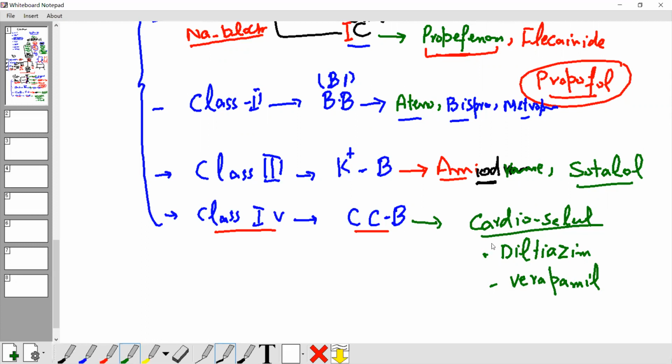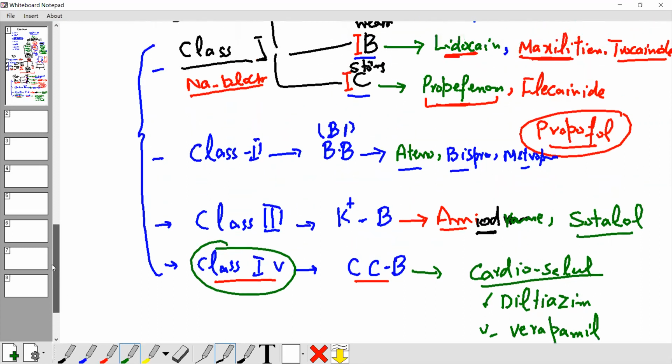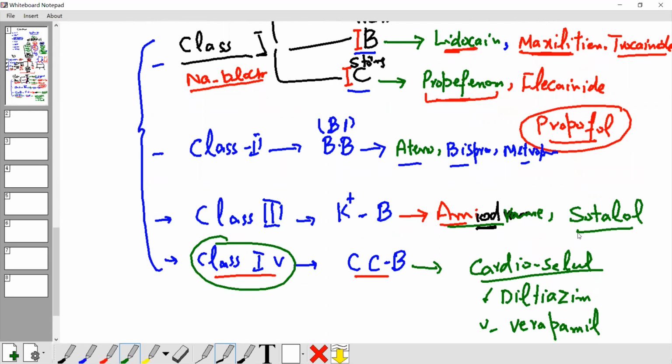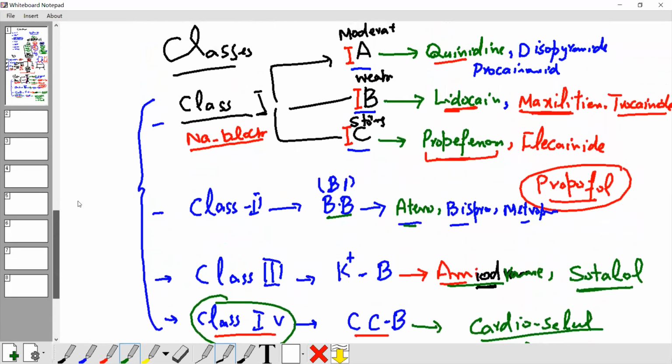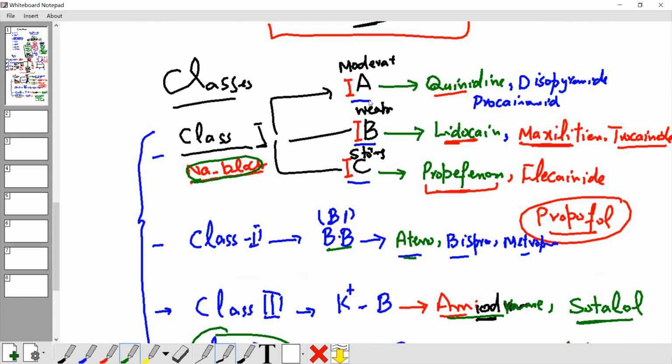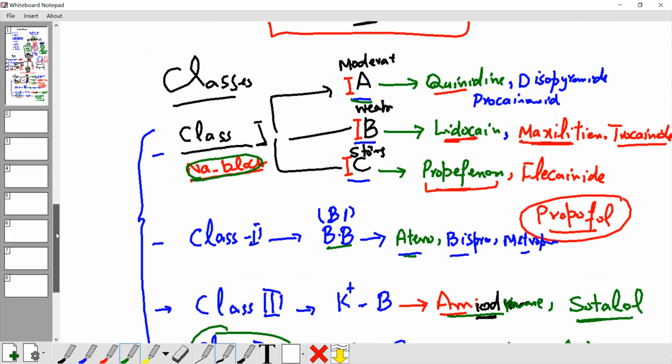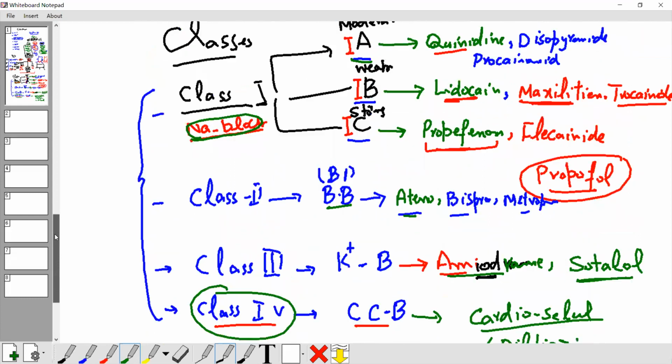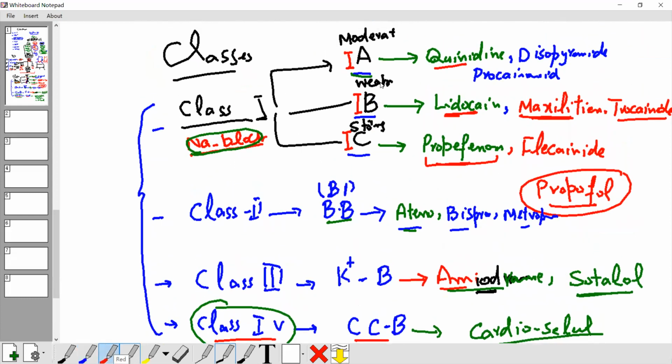So these two are calcium channel blockers, class 4. The naming is done. Class 3, potassium channel blockers, amiodarone and sotalol. Class 2, beta blockers, atenolol, bisoprolol, metoprolol. And class 1, sodium blockers, a big family with further subclasses 1A, 1B, 1C. Clear? This class is done. Quinidine here.